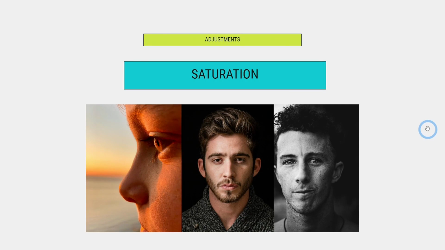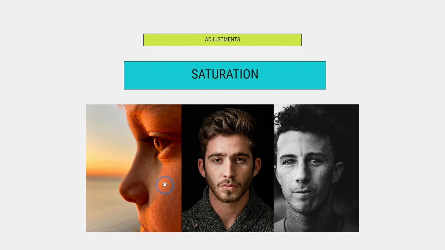The next major concept in adjusting images is saturation. Saturation can kind of be described as how strong the colors are. So on the left, we have very strong colors, and a lot of the examples we're going to be looking at are faces and skin tone.